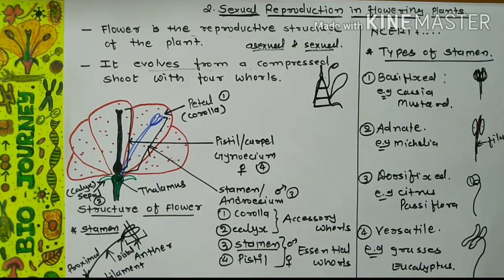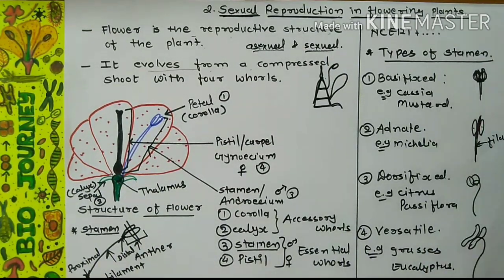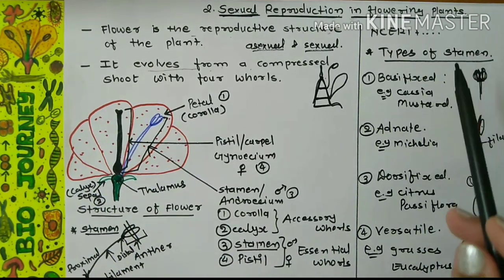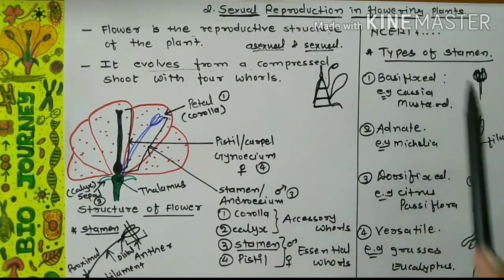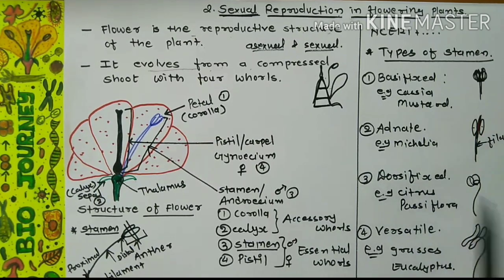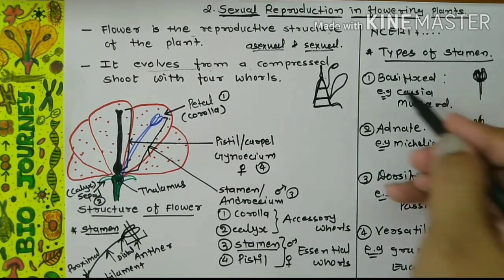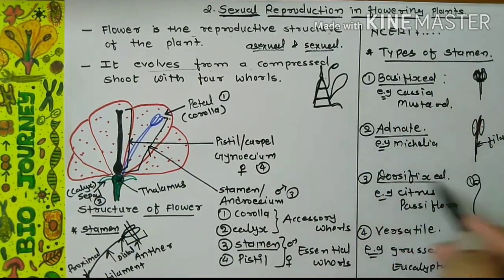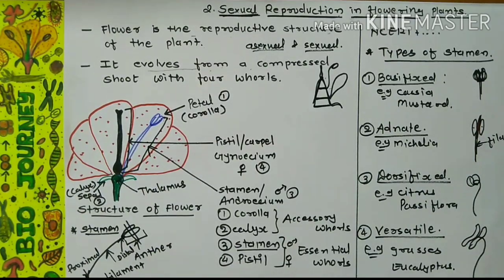So according to the attachment of the filament to the anther along with the connective, you can see basifixed, adnate, dorsifixed and versatile types of stamen in different flowers. Okay, thank you.